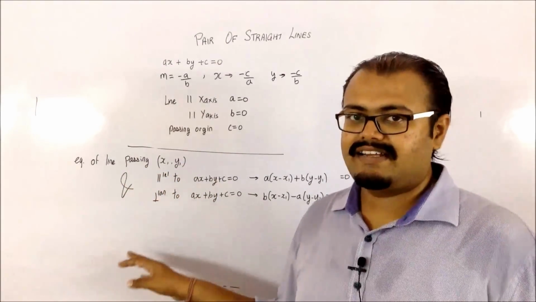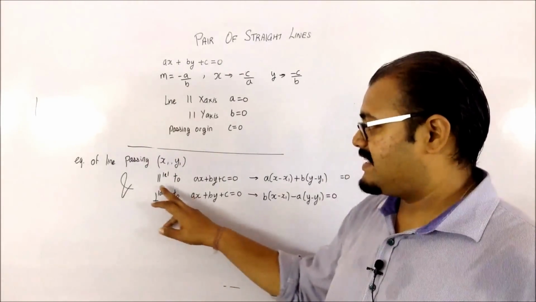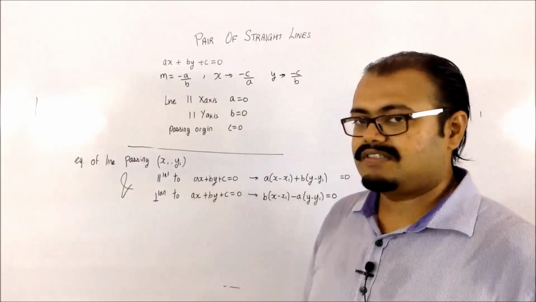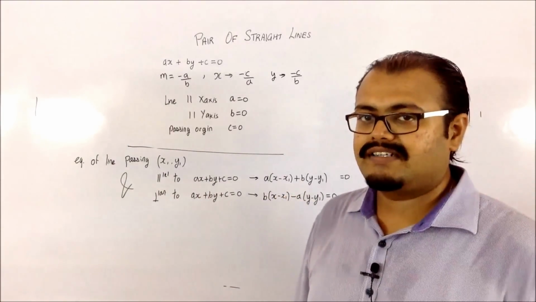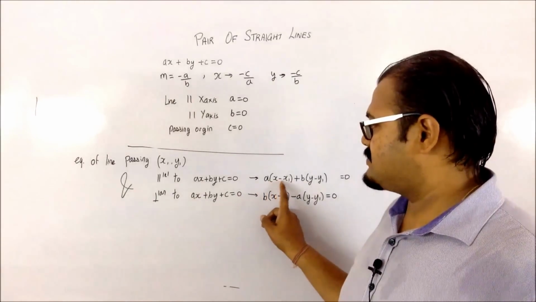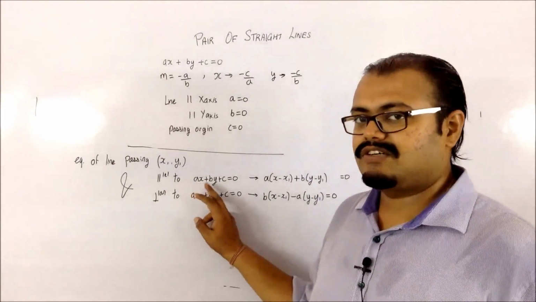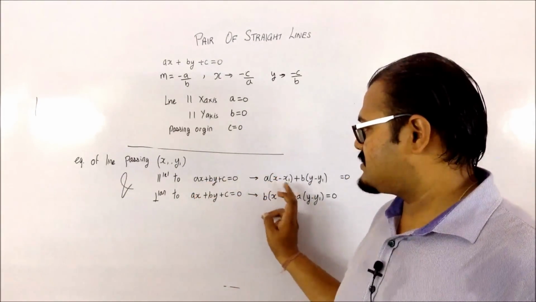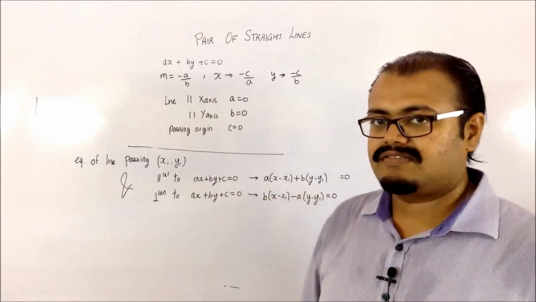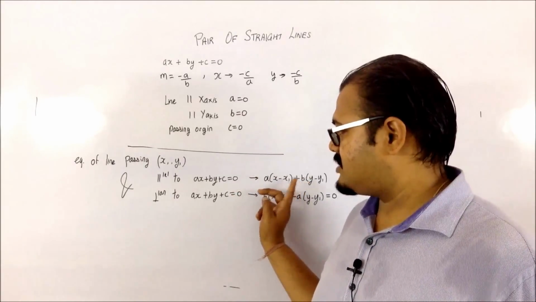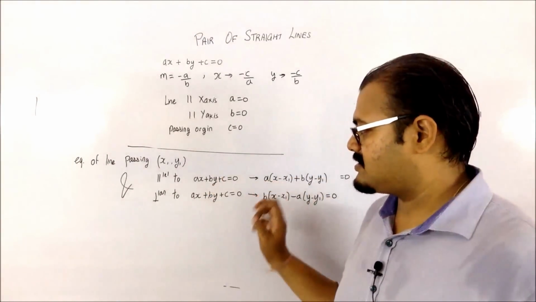So if I am having any line which is passing through this particular point, and they are telling us it is parallel to this particular line, then I can directly write the equation of my required line as a into x minus x1 plus b into y minus y1. So basically you take the coefficient of x and y, and instead of x I will write x minus x1, and instead of y I will write y minus y1. You won't be having a c in this. You will get the c when you solve this particular equation, but you won't be taking this particular c.